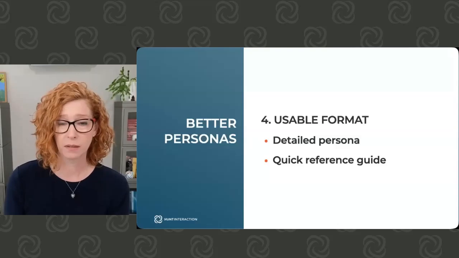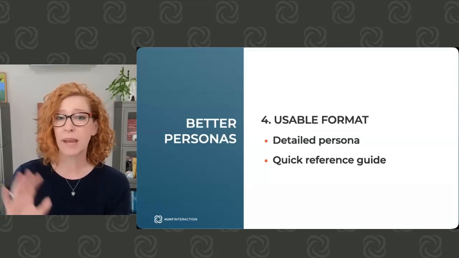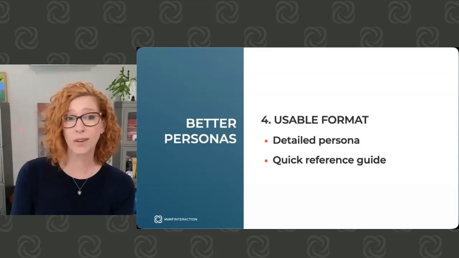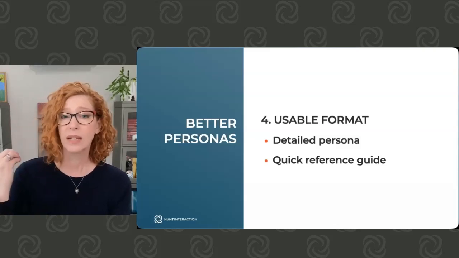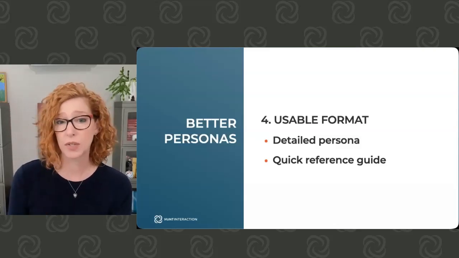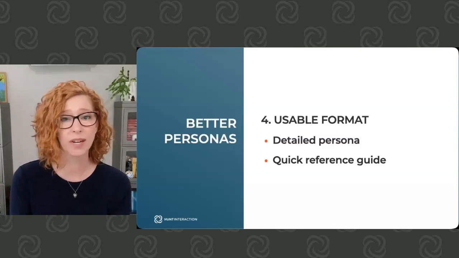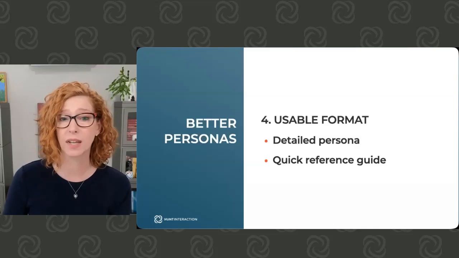Build both of these. So the detailed version, under a page, lives in a shared drive, and the quick reference chart, like one column per persona, goes on the wall. It goes on the desk. It goes in your CRM. It goes on your desktop file. It needs to be accessible in under 30 seconds. Otherwise, it's not going to get used.